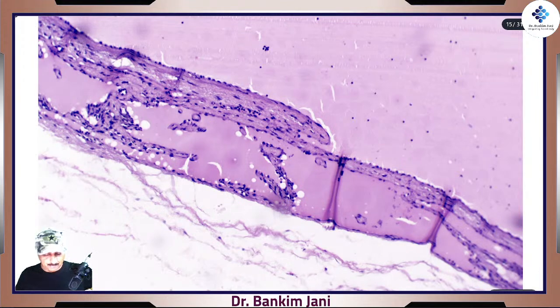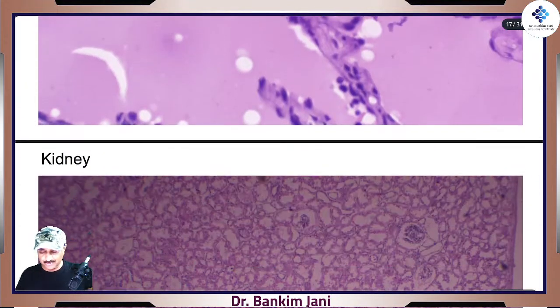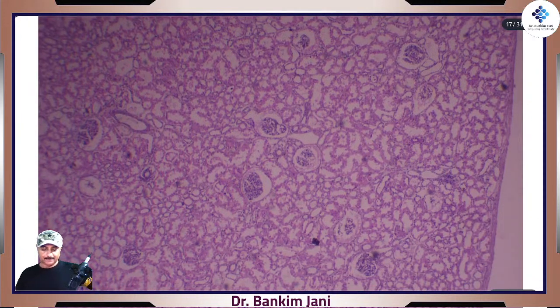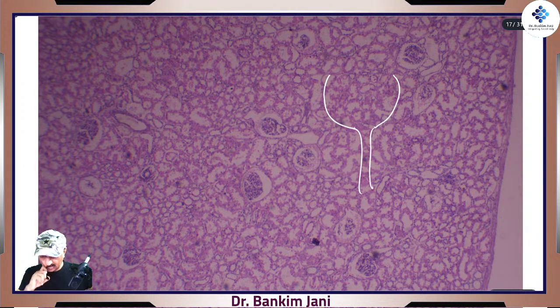And now we see the best of all, kidney. On the first attempt, it's not looking very appealing. What is this? Here it is. I'm first drawing it, so first understand what exactly we are looking at. This is, as we said, the Bowman's capsule.